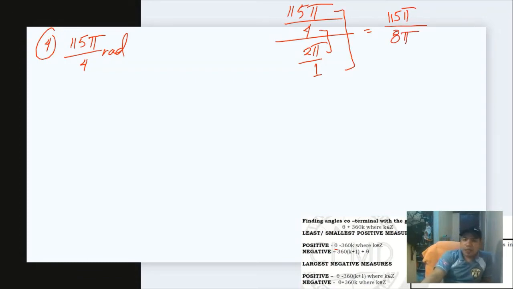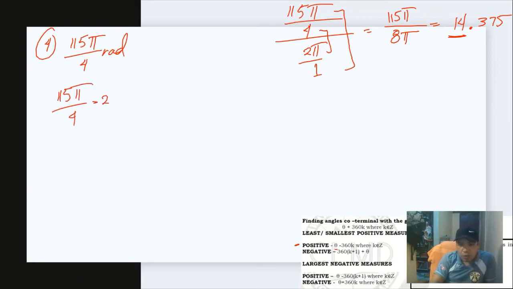And 115 divided by 8 is 80, 96 plus 16, 112, so 115. So 14 point something, 14.375. So we'll be using 14. This is positive number, theta. So 115 pi over 4 minus 2 pi times 14. Okay, so 115 pi over 4 minus 28 pi.